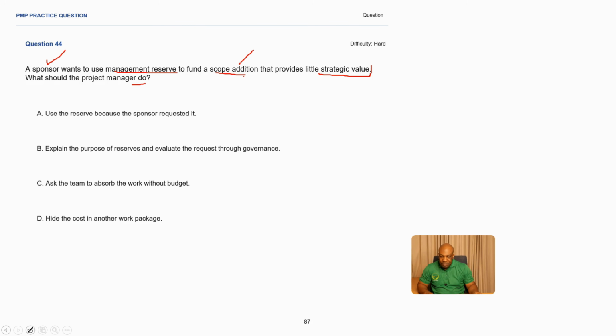Okay. So A, use the reserve because the sponsor requested it. Yes, the sponsor is an authority in a project, but it does not mean that you just follow whatever they are saying.